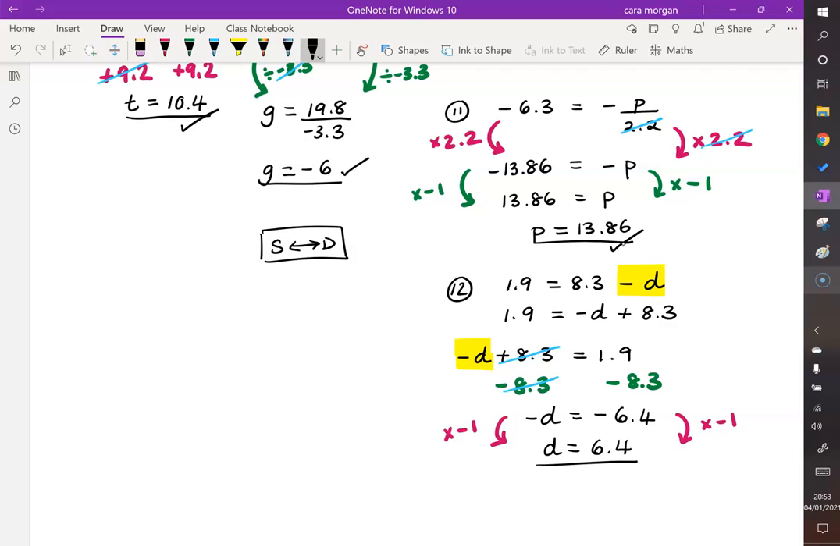If I were to check to see if that's right, I would want to substitute 6.4 for d in my equation. So, does 8.3 subtract 6.4 make 1.9? It does. I've done it right.